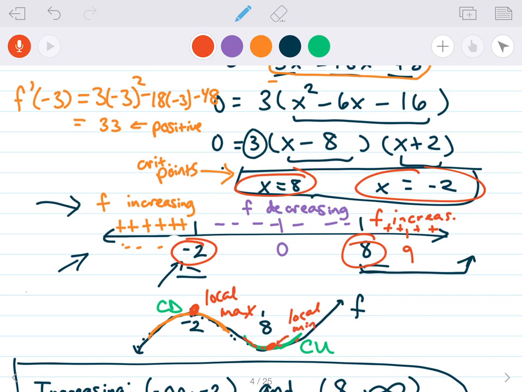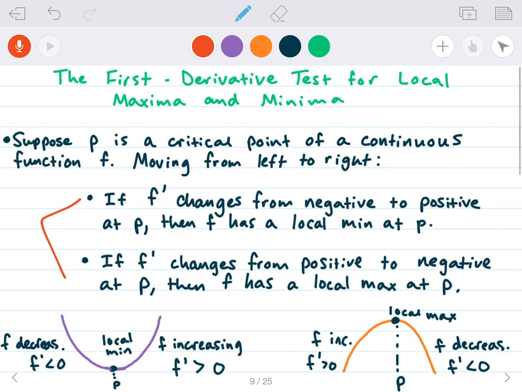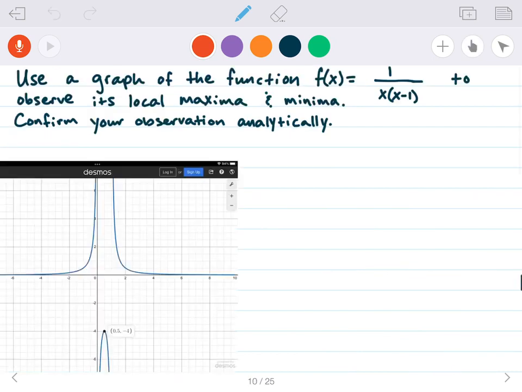Okay. Let's go back. And there's some pictures that you guys can copy down. This is just definitions. But, all right, let's do this one. It says use a graph of the function f of x equals 1 over x times x minus 1 to observe its local maxima and minima, and then confirm your observation analytically.